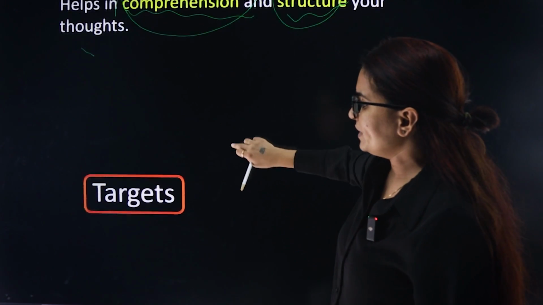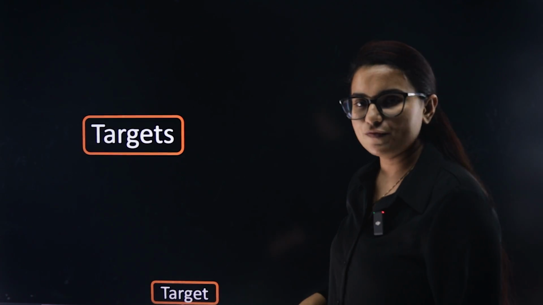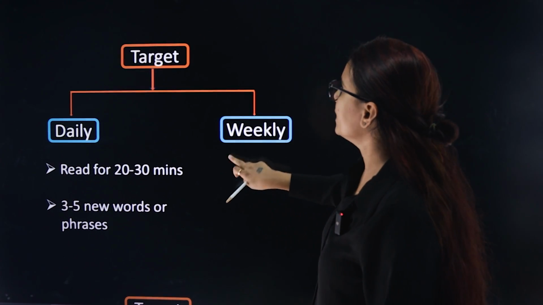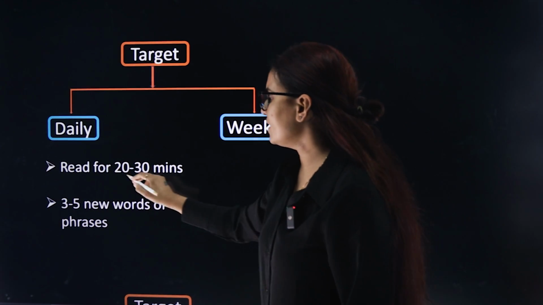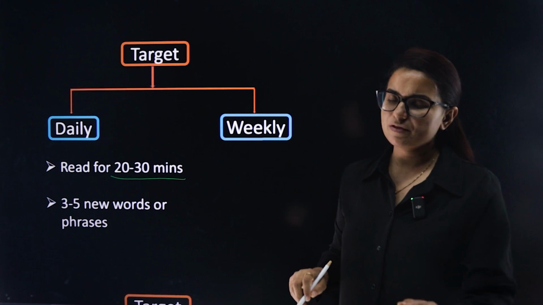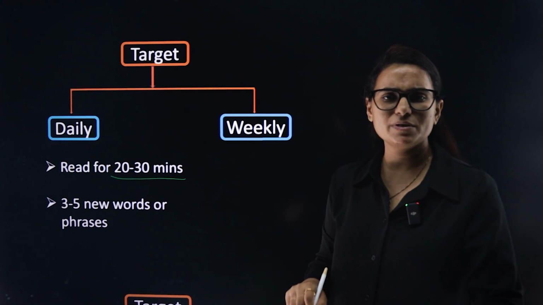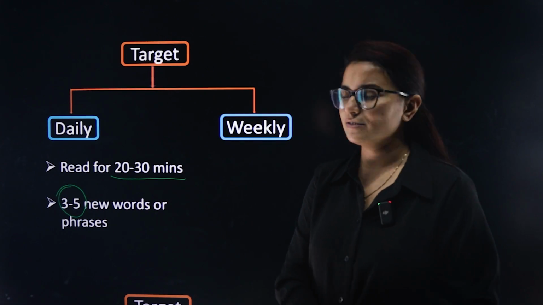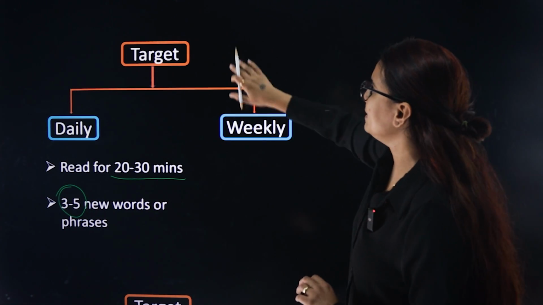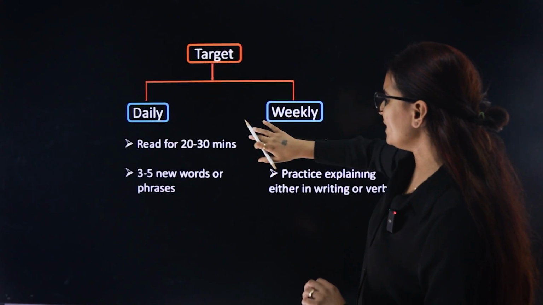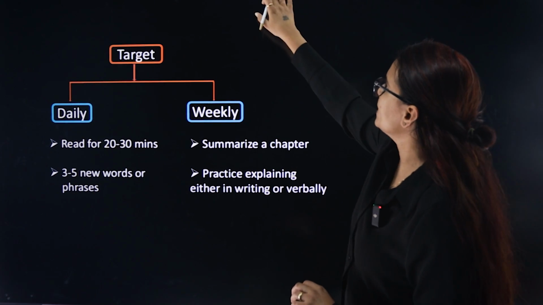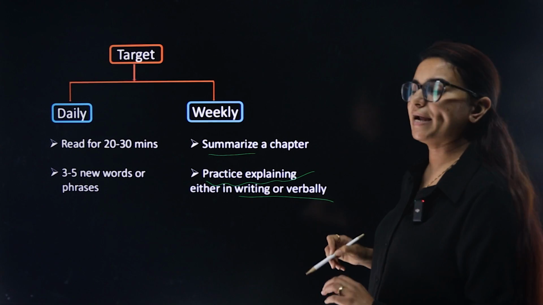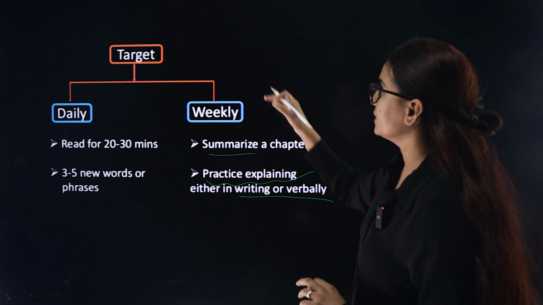Moving on, let's talk about a few targets for today's video. The target is very simple. You have daily targets and you have weekly targets. In daily targets, read for 20 to 30 minutes, 15 to 20 minutes, 20 to 30 minutes is your choice, and at least find 3 to 5 new words and phrases. In weekly target, I want you to summarize a chapter and then practice explaining it to somebody by either writing or verbally. These are your targets.